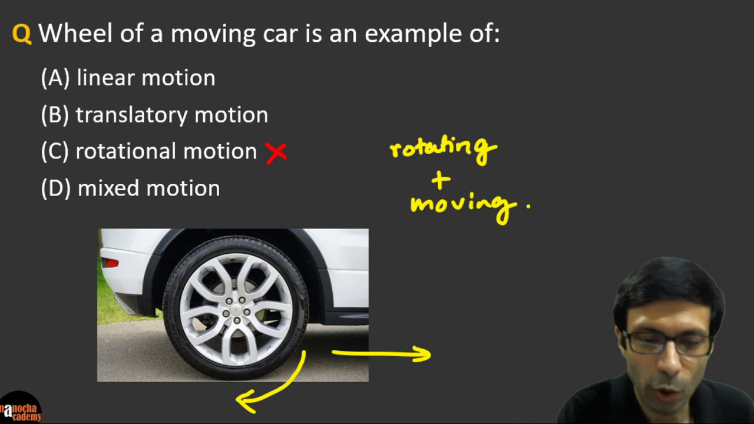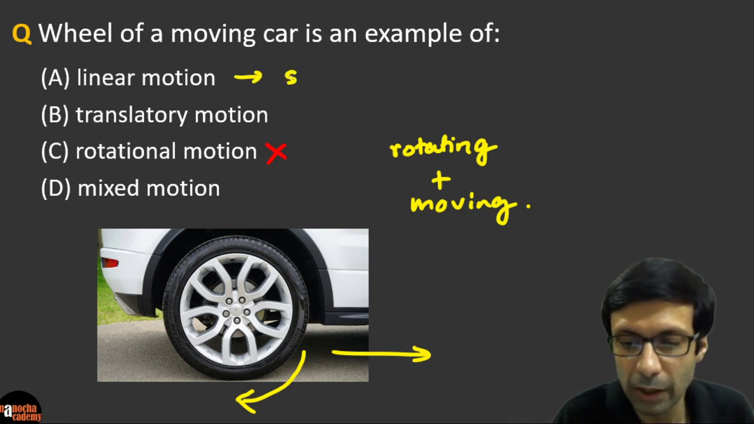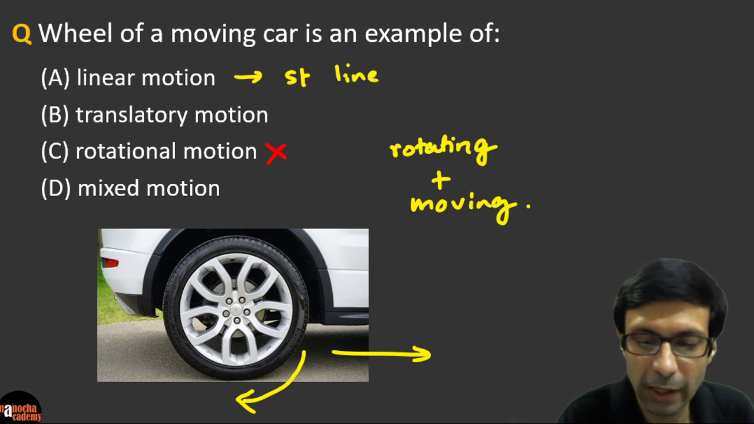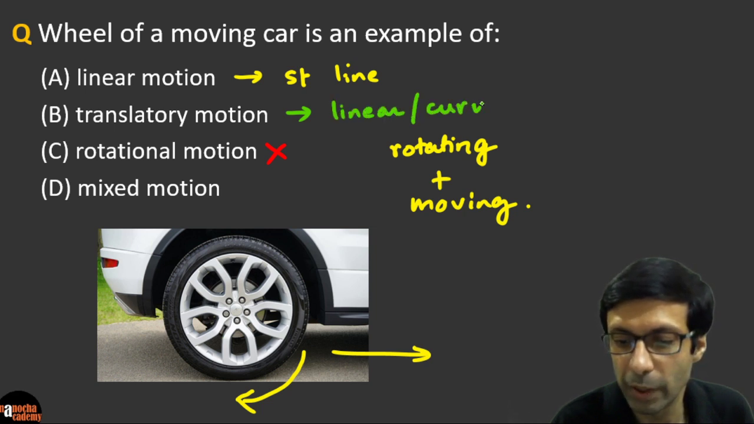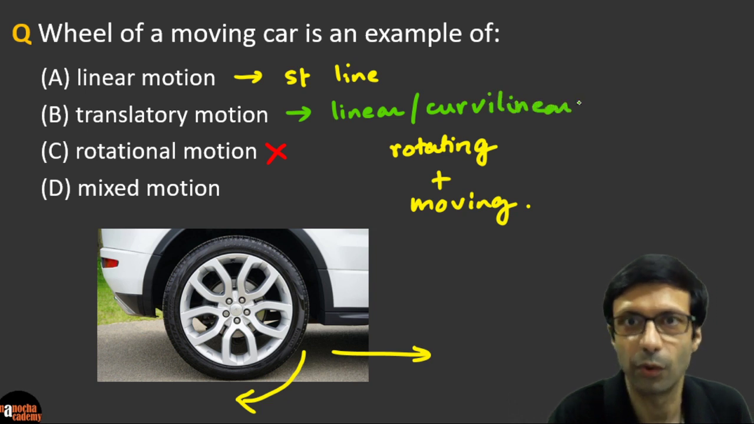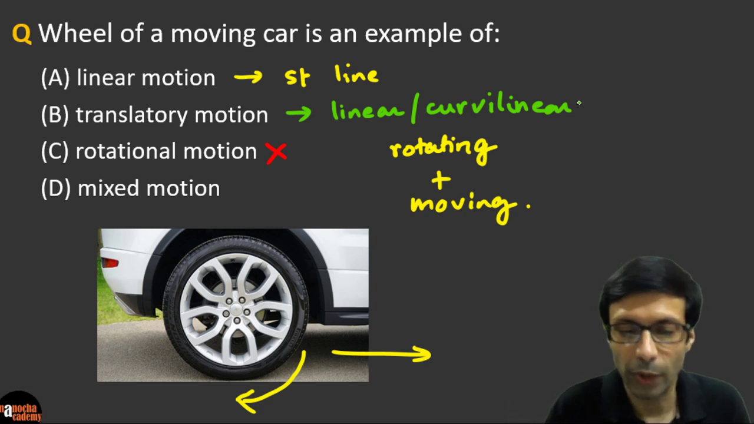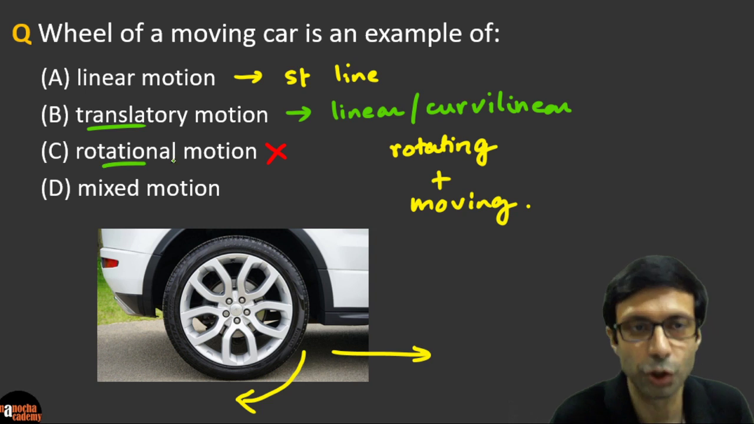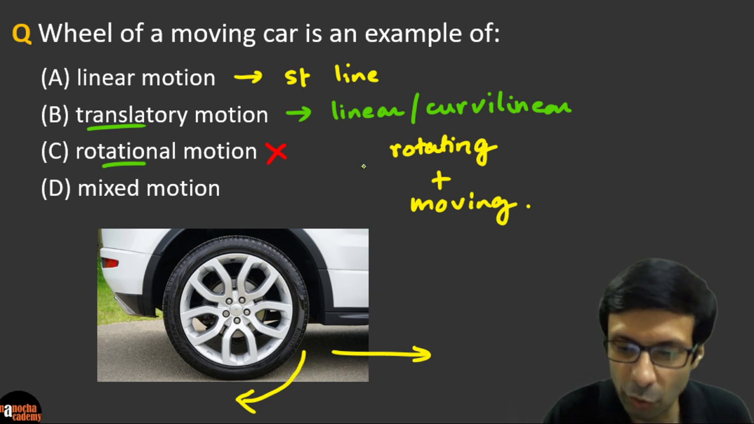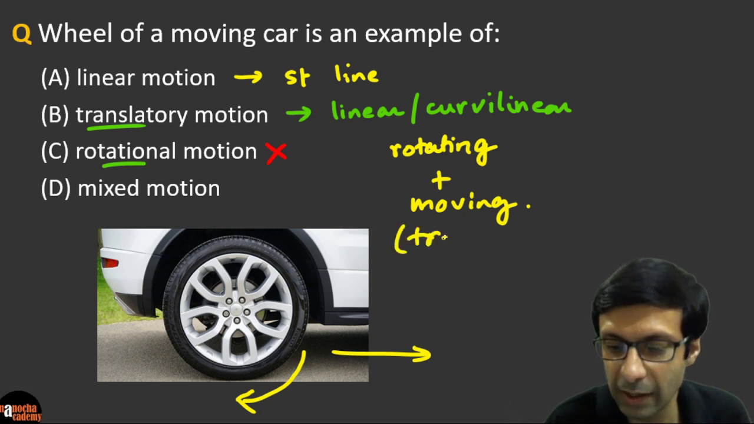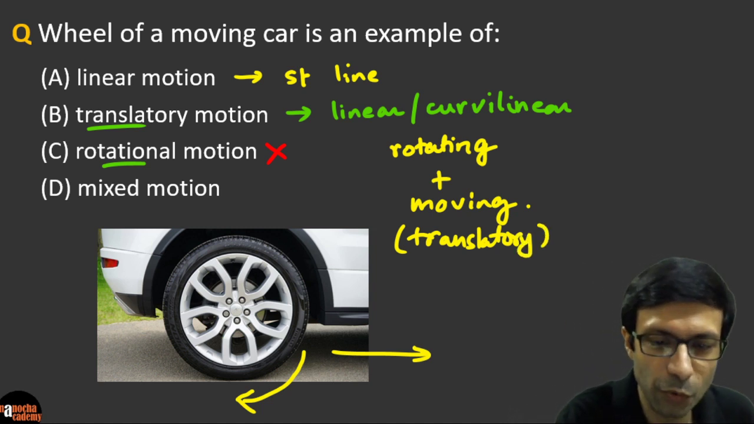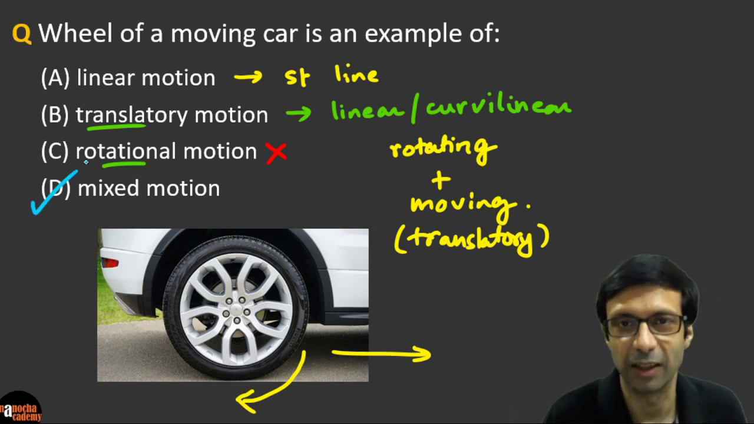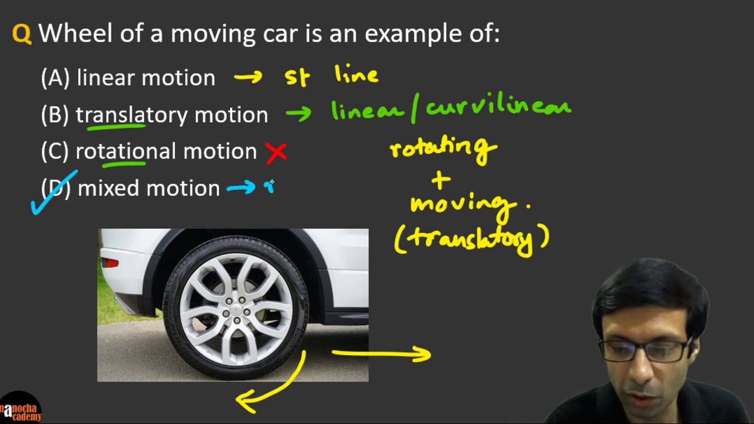What do the words linear and translatory mean? Linear means it moves in a straight line. But translatory motion means that it could be moving in a straight line, so it can be linear or curvilinear, which means it might be moving in a curved path. That is translatory motion. So clearly the wheel can have translatory motion and rotational motion. Therefore it is two types of motion, both of them, because the car is moving ahead. So the correct answer here, superb, a lot of you have got it, is mixed motion. Why? Because it is in rotational motion and in translatory motion.